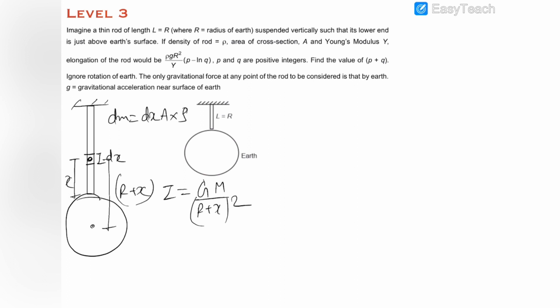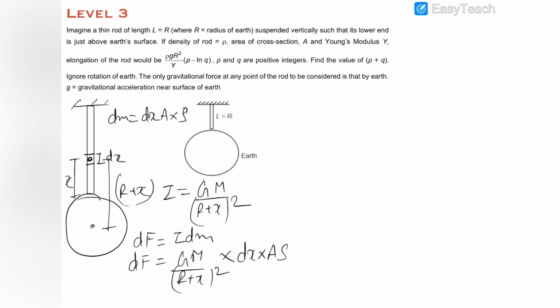Okay, so the force acting at this point will be dF, and the force will be equal to GM by (r plus x) whole square into dm, which is dx into A into rho. This is the force acting at this point. Now the tension at this point will be the total gravitational pulling force of this section.